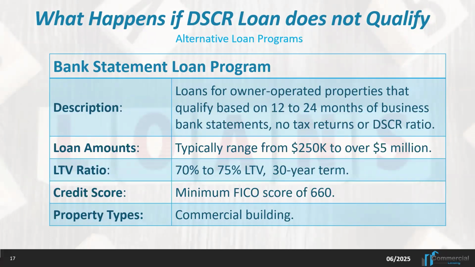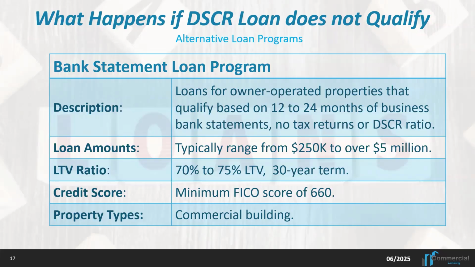So here, what we are trying to show you is what happens if the DSCR loan does not qualify. We have an alternative loan program, which we can call the bank statement loan program, which is designed for self-employed individuals and maybe others with non-traditional income who are struggling to qualify for a conventional loan, maybe based on W-2s or tax returns. This option is particularly beneficial for borrowers who are operating a business, maybe from the location and occupying most of the space, especially if they do not meet the criteria for full documentation or DSCR loans.